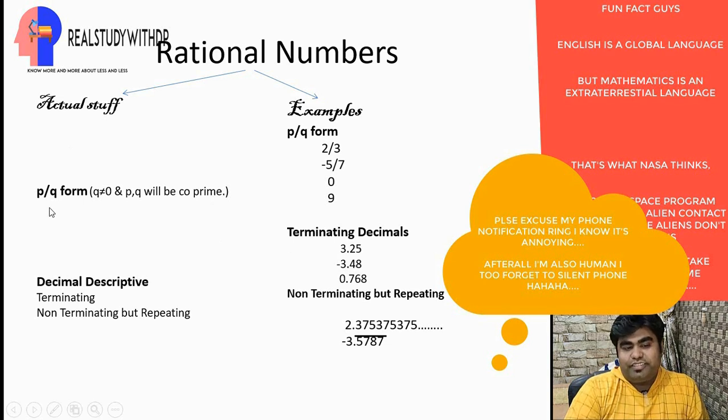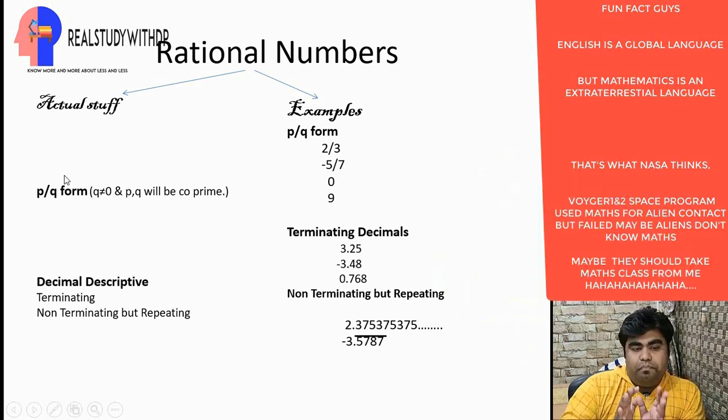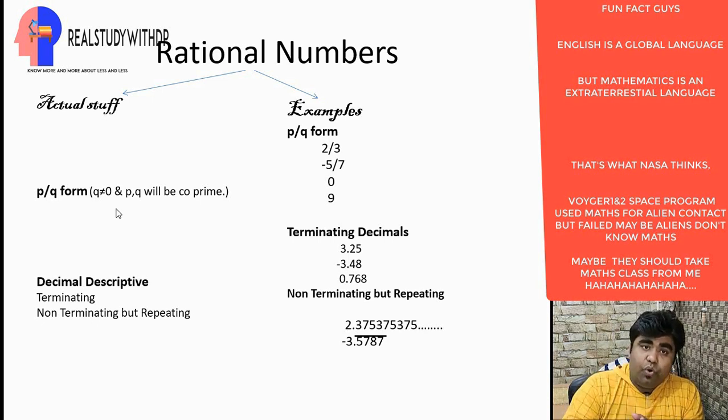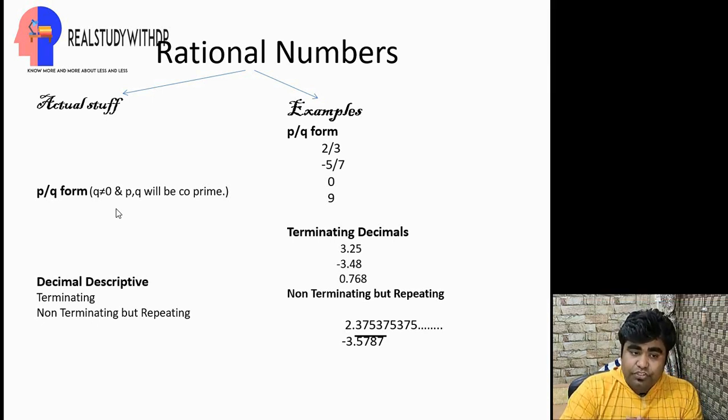As far as the definition is concerned, we define rational numbers in three major portions. The first one is all the numbers which can be denoted in the form of P over Q, where P and Q will be co-prime and Q cannot be equal to 0. Now, what will happen if Q becomes 0? Any number divided by 0 in mathematics is not defined.